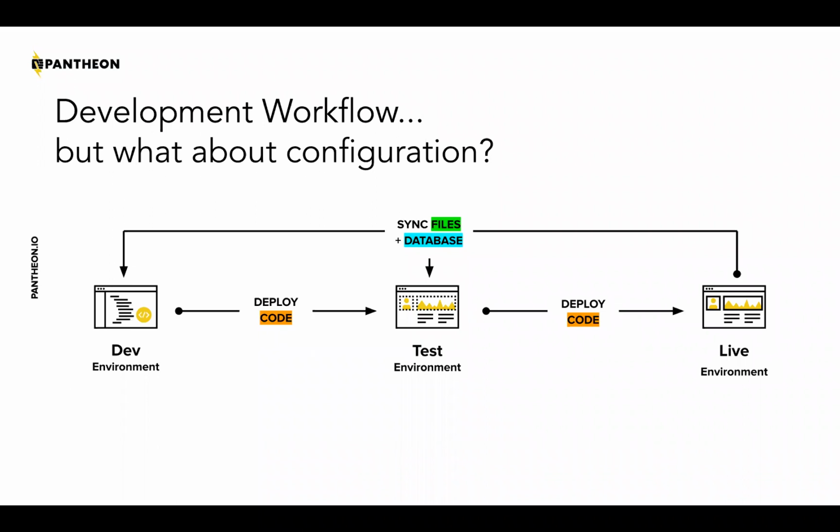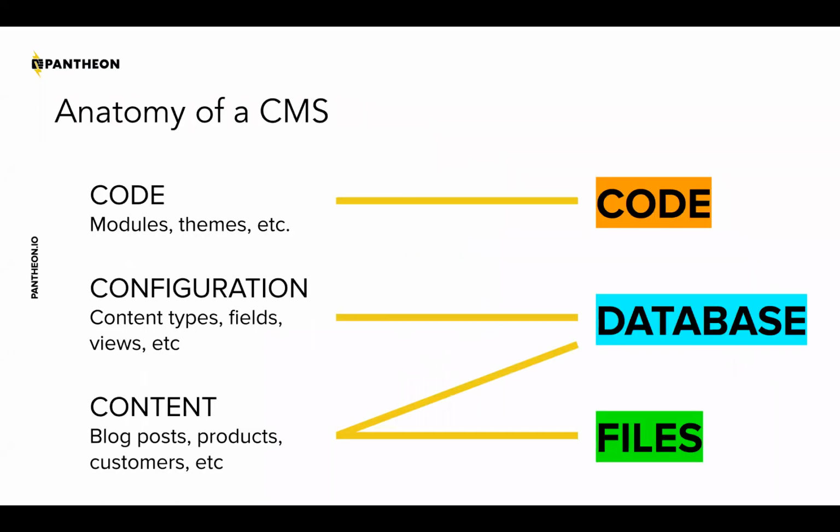And the code only goes up. It's risky to change code directly on live or even test, but we move our code from dev up to test and then up to live. But configuration is both. Configuration is part of the database. So how do we actually get that up to live? Like, that's the problem, right?